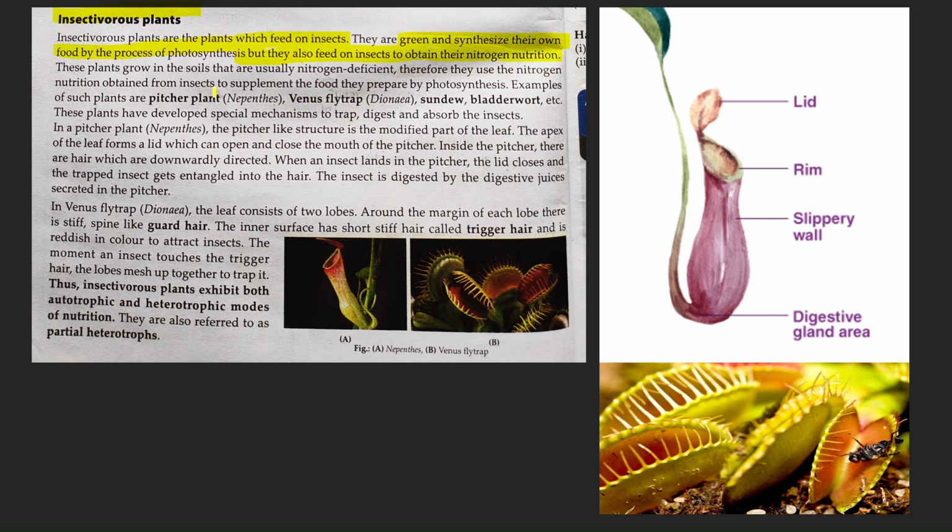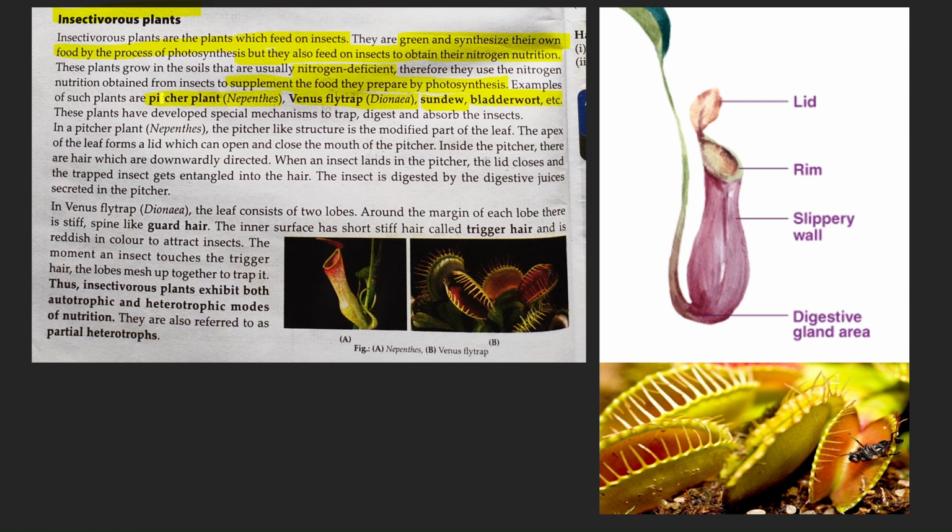These plants grow in soil that is usually nitrogen deficient. Therefore, they use the nitrogen nutrition from the insects to supplement the food they prepare by photosynthesis. Examples: pitcher plant, Nepenthes, Venus flytrap, Dionaea, sundew, bladderwort, etc. They have given 2 in detail, but they have listed 4: pitcher plant, Venus flytrap, sundew, bladderwort.